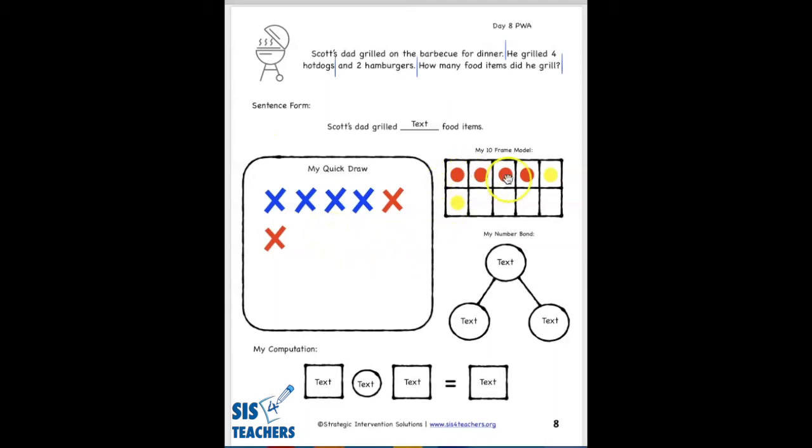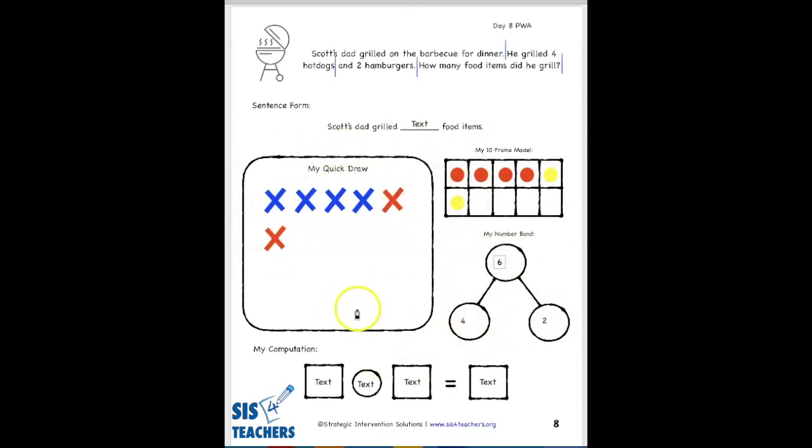There's a modeling here of the 10 frame. I like to use two-sided counters with the actual 10 frame. Kids can use their crayons to do this, or they can even put X's and O's inside of here. I denoted my 4 hot dogs with the red circle and my 2 hamburgers with the yellow. When I go to fill out my number bond, I'm going to give the parts that they gave me in the problem. So they gave me a 4 and then they gave me a 2, and I know when I put those together that I have 6, so I can fill out that number bond.